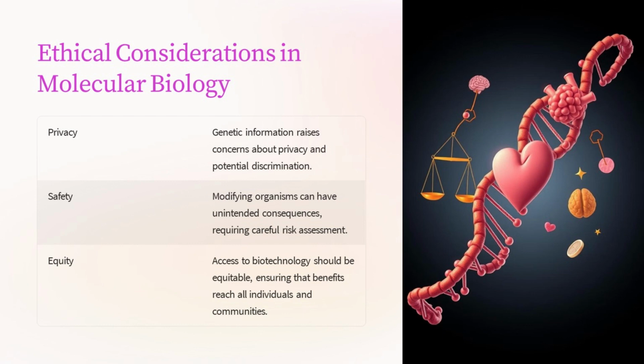The three key ethical considerations highlighted on this slide are privacy, safety, and equity. Privacy is a major concern, as genetic information raises the potential for discrimination. Safety is crucial, as modifying organisms can have unintended consequences that require careful risk assessment. Equity is also essential, ensuring that the benefits of biotechnology are accessible to all individuals and communities.